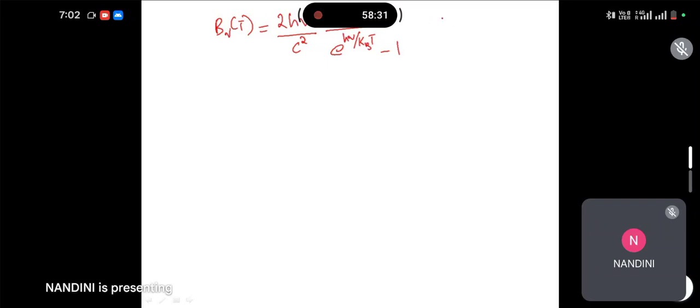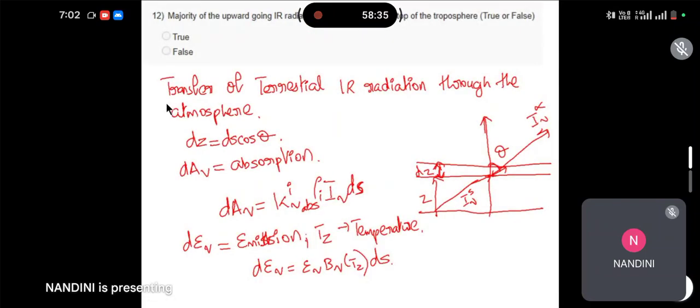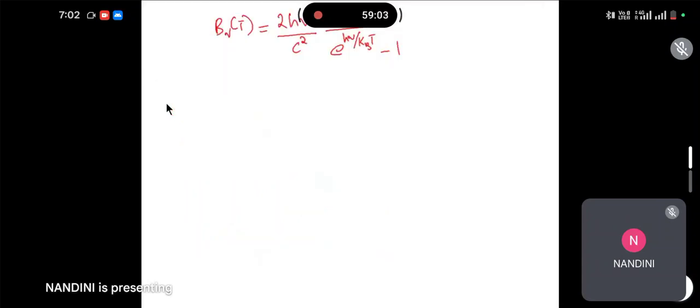So this is the absorptivity. We know what is absorptivity and we know what is emissivity. Absorptivity is given by K nu absorption rho I nu into ds, which is basically the Lambert-Bouguer-Beer law, and we have the emissivity, which is given by dE nu equal to epsilon nu, the emissivity, into B nu of T of z into ds, where B nu is given by Planck's law.